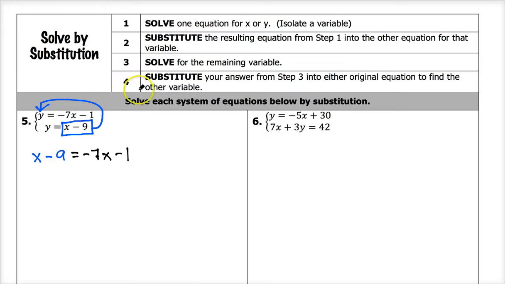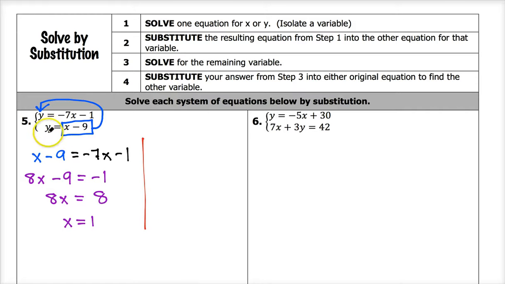Step 3 is to just solve for the remaining variable. So I have x in this equation that I'm going to solve for now. So if I add 7x over the equal sign, I get 8x minus 9 equals -1. And then I can add 9 to both sides to get 8x equals 8 and divide to get x equals 1. Once I have solved for this remaining variable, then my last step is to substitute this answer, x equals 1, back into either original equation to find the other variable, in this case y.